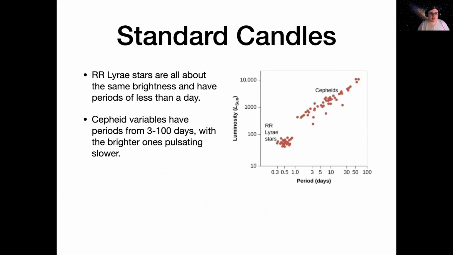They all have really short periods. Cepheid variables have periods from anywhere from 3 to 100 days. And we name these, again, after the first ones we found. So RR Lyrae stars are named after RR Lyrae. Cepheid variables are named after Delta Cephei.